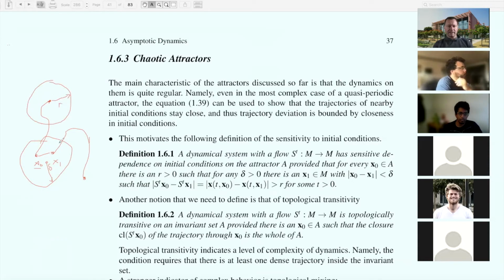This is very clear in this case because one of these trajectories went over here and the other went over there. So the game is you're requesting that there is an r such that, if you pick any delta, you'll find a nearby initial condition to x0, within delta, such that at some time t the two are separated by more than r. The initial conditions run away from each other.